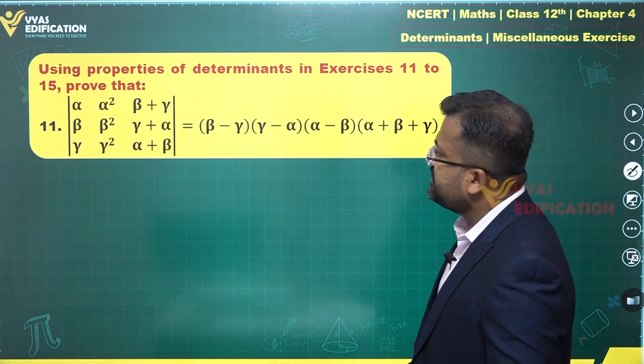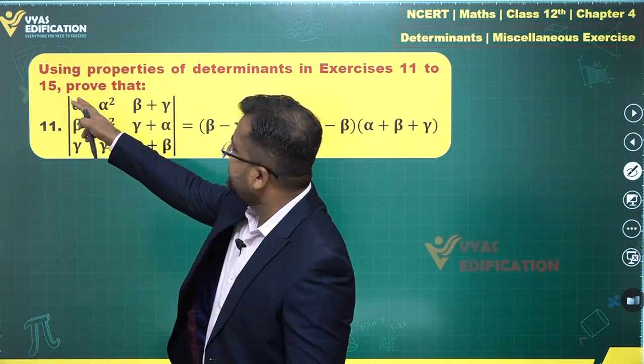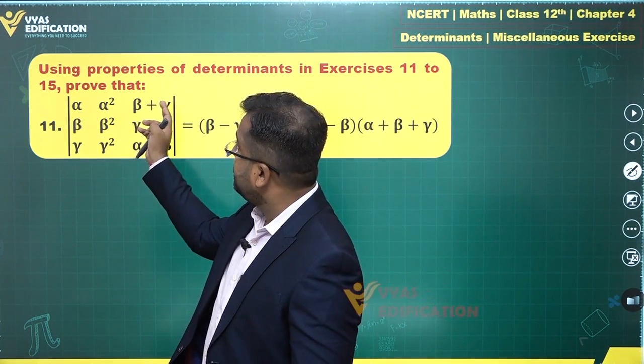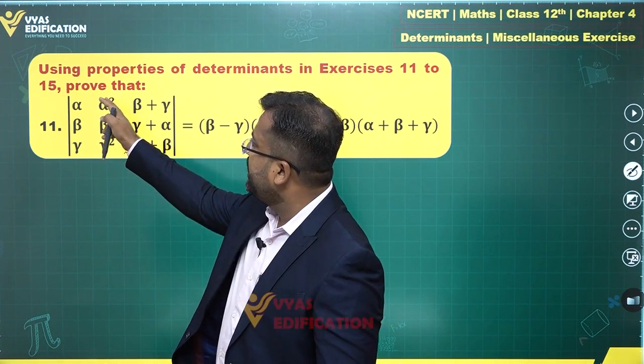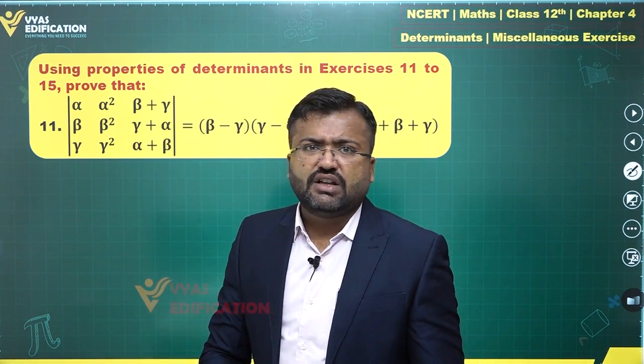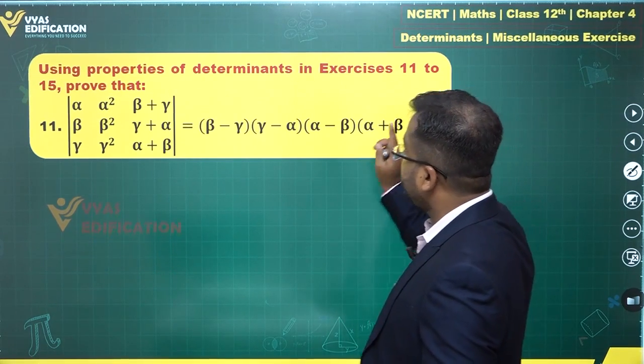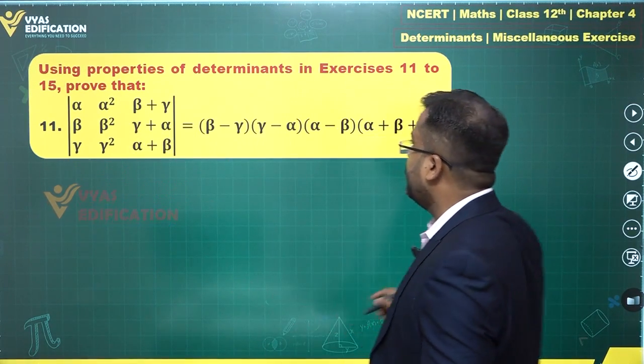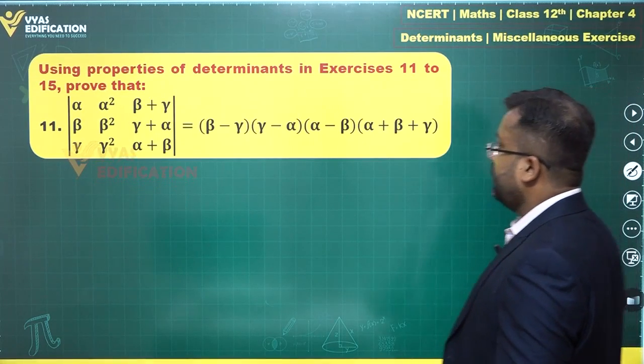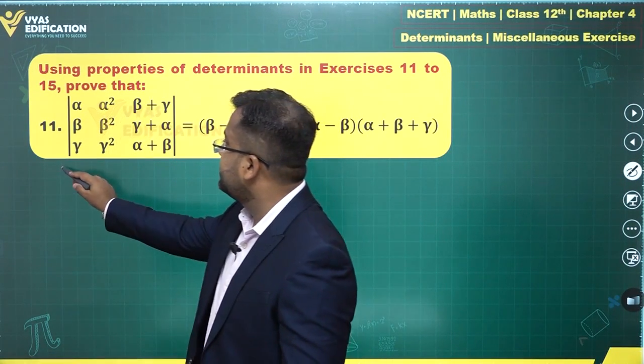Where do I get alpha plus beta plus gamma? If I add these three, you get alpha plus beta plus gamma into 2. But here you will have alpha square plus beta square plus gamma square. That does not have a factor of alpha plus beta plus gamma. So let's not worry about this factor initially. Let's worry about the other three factors initially. Okay, so we begin with the LHS.